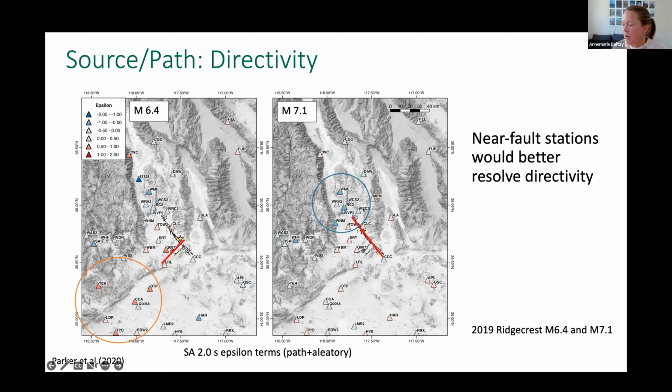And then for the 7.1, you can see generally de-amplified ground motions in this direction. But again, at this resolution with this station set, it's hard to say if that's definitive. Yet this is what we have shortly after a large earthquake to work with.